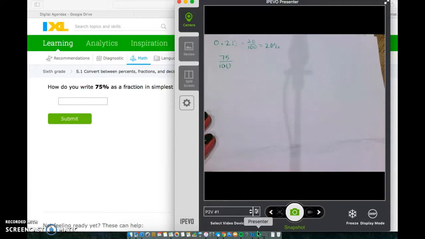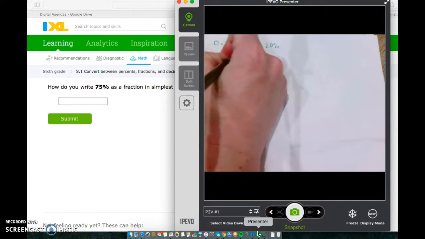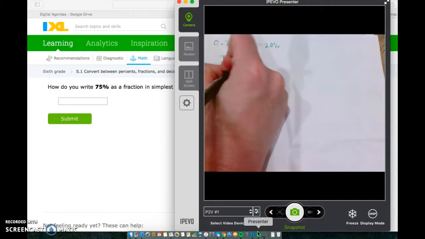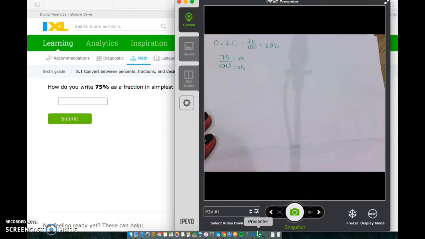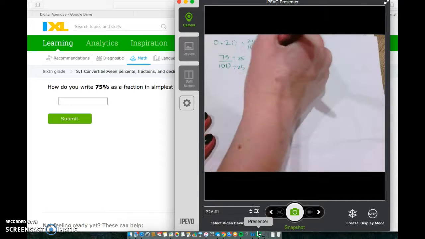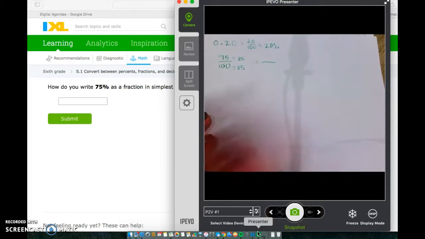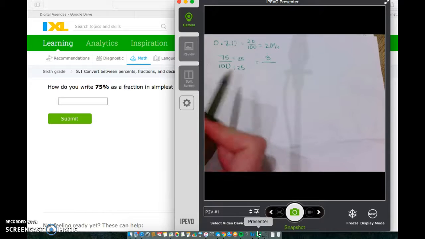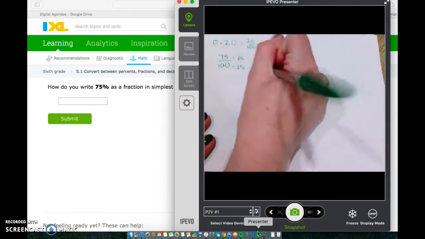Now, in order to write a fraction in simplest form, I need to find the greatest common factor of my numerator and my denominator. I just happen to know that the greatest common factor of 75 and 100 is 25. So I would need to divide my numerator by 25 and my denominator by 25. 75 divided by 25 is 3. 100 divided by 25 is 4.